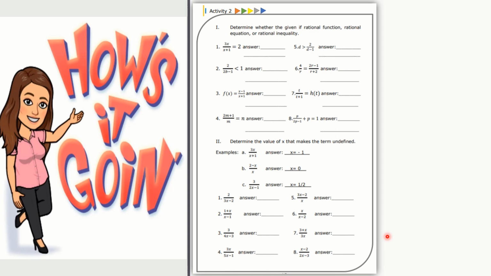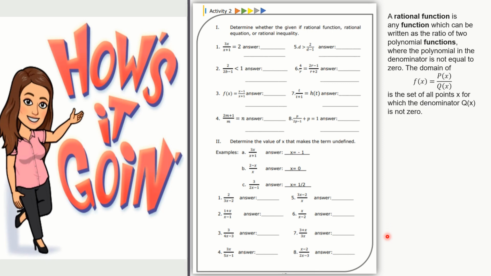Activity 2. For part 1, we need to determine whether the given is a rational function, rational equation, or rational inequality. Recall that a rational function is any function which can be written as the ratio of two polynomial functions, where the polynomial in the denominator is not equal to 0. The domain of f(x) = p(x)/q(x) is the set of all points x for which the denominator q(x) is not 0.